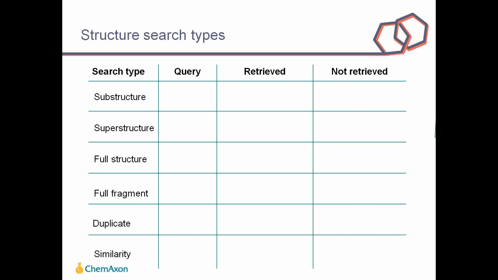We have 6 kinds of searches. The first is substructure search. If you perform a substructure search, the query should be a subgraph of the target that can be found in the database. And here you can see some examples of what is retrieved and what molecules are not retrieved from the database. As you can see in the retrieved column, in the first example, the structure can be exactly the same as the query, but that doesn't matter. The important thing is that the query has to be a substructure of the target.